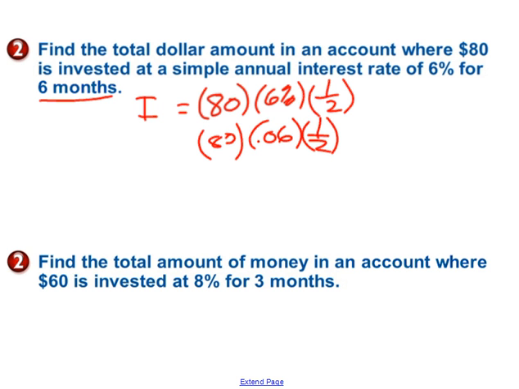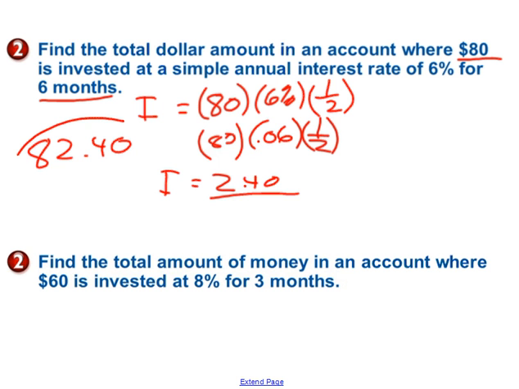So again, I'm going to turn to my calculator and I'm going to say 80 times 0.06 is equal to $4.80. However, I only do it for 1/2 a year. So I'm going to multiply that by 0.5 and I get $2.40 of interest earned. So my total account is worth the original amount, which was $80, plus the $2.40 interest, so $82.40 is the amount in the account after 6 months.